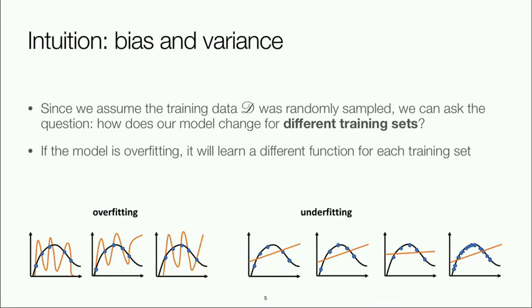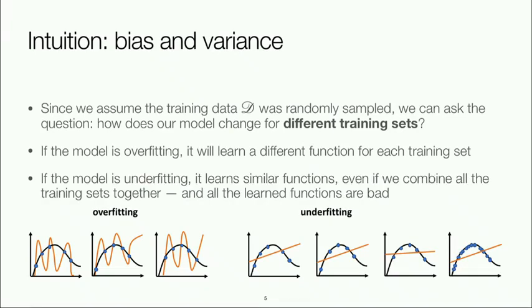It's not doing a particularly good job of fitting the training data, but it's also not really varying all that much. It's learning a similar function, a similar model, regardless of what training data it's given. Even if I pool all of the data together, it's still going to learn a fairly similar function because it doesn't have enough expressivity to actually model the underlying function correctly. So if my model is underfitting, maybe because it doesn't have enough expressivity, then it learns similar functions, even if we combine all of the training sets together. And the key thing to note here is that all of these learned functions are bad. None of them are particularly good at representing this curve that I want to represent.